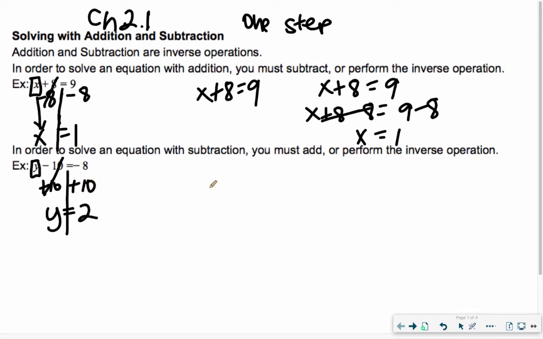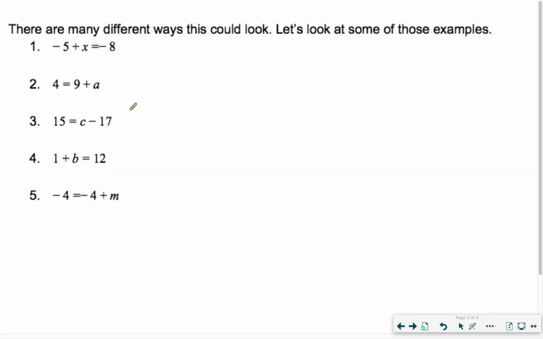So y equals 2. So let's check and see if that's right. If I plug in a 2 for y, is this going to give me the correct solution? Well, what is 2 minus 10? 2 minus 10 is in fact negative 8. So that is the correct solution. Okay, so I'm going to go through these examples because some of these look different, but it's still the same process.